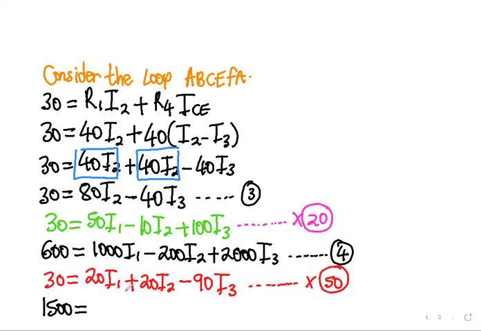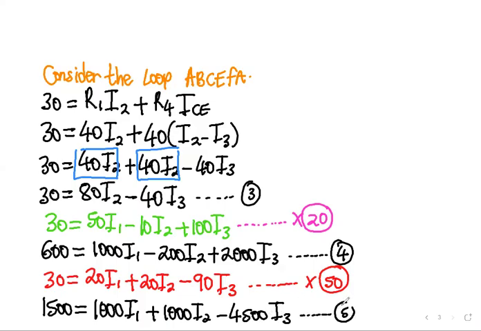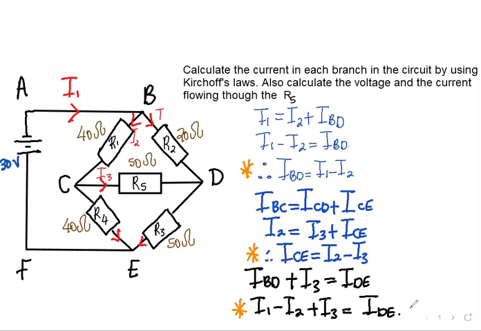That's 1000 I1, and then 20 I2 times 50. That's going to be plus 1000 I2, and then here we're going to have minus 90 I3 times 50. It's minus 4500 I3. That on its own is equation number 5, right? Hope you are following. So you must make sure that you follow all the steps that I'm showing you.